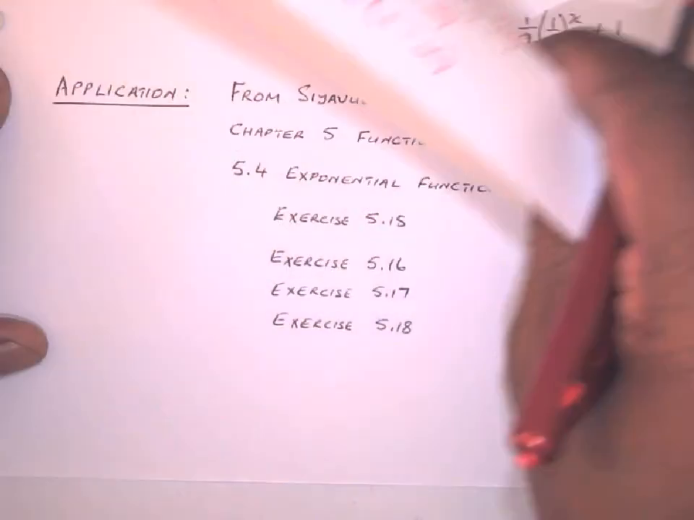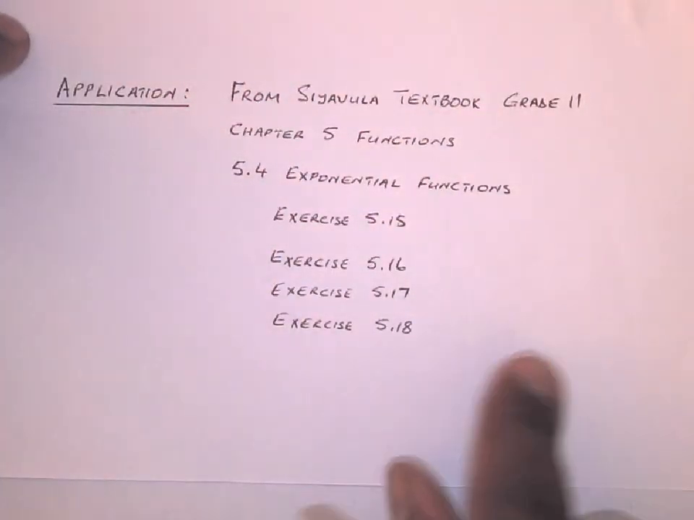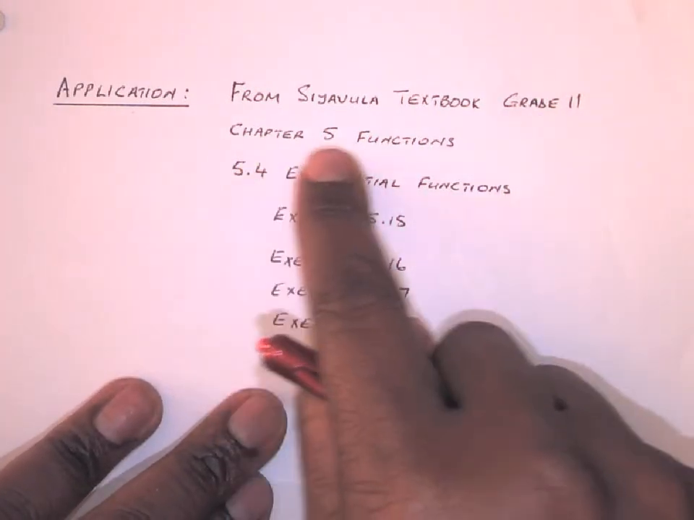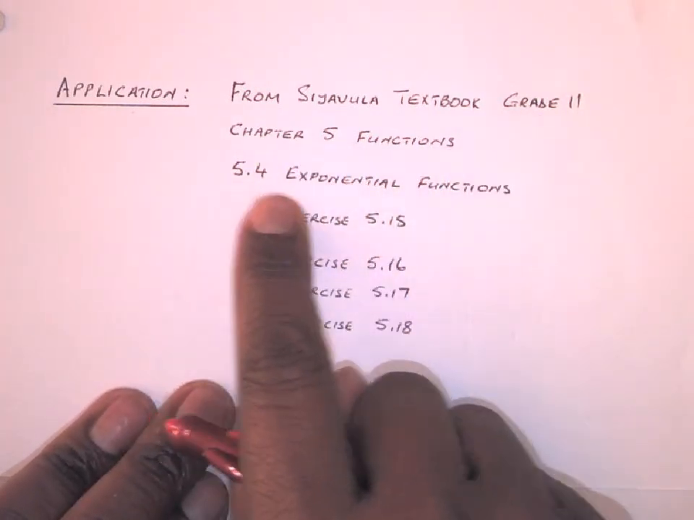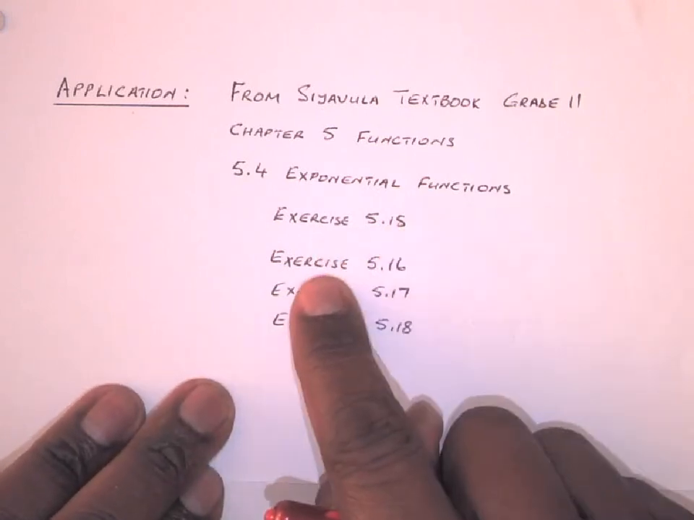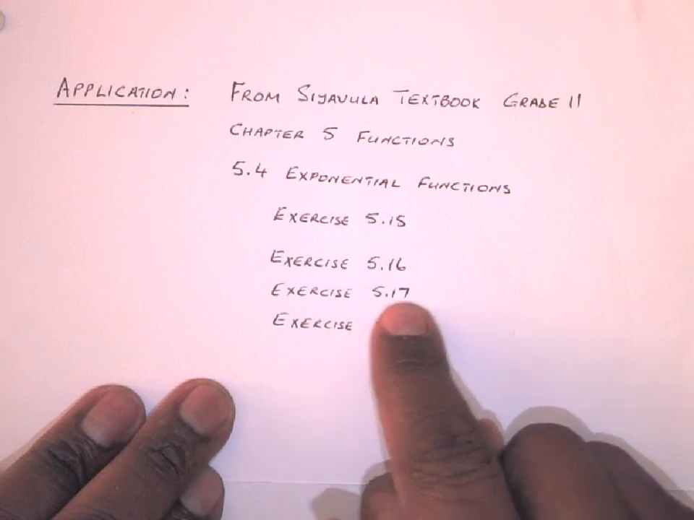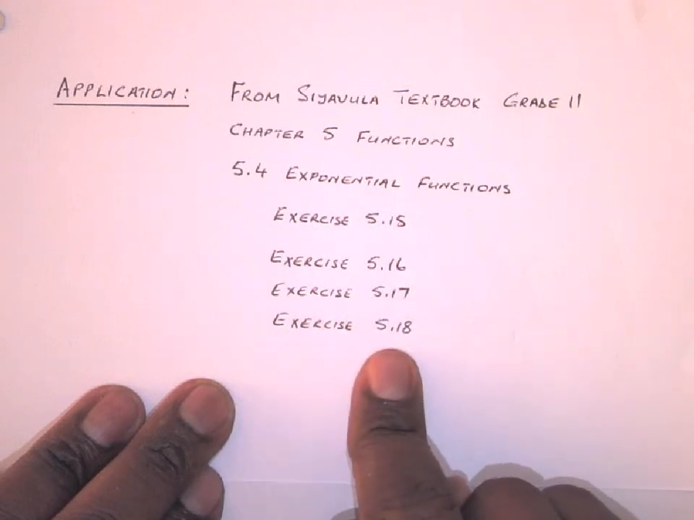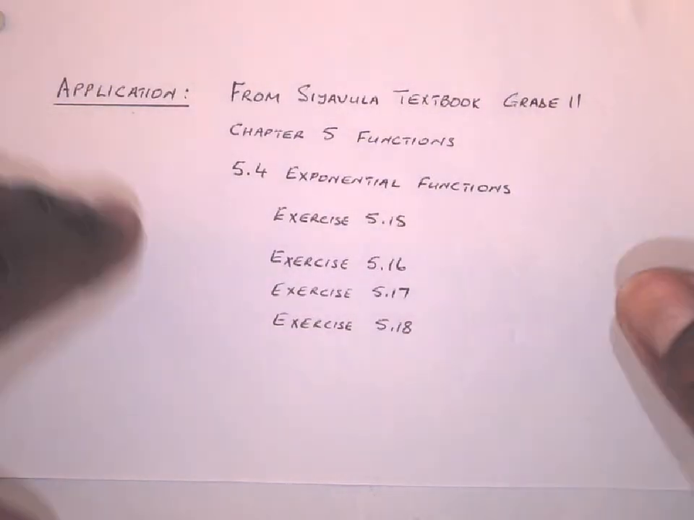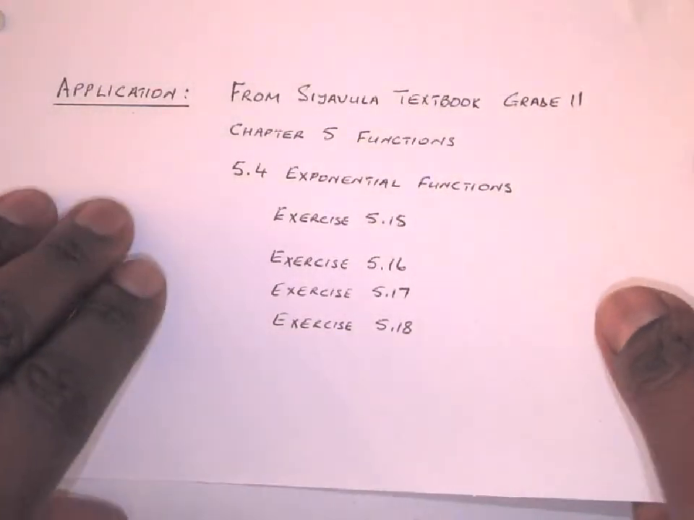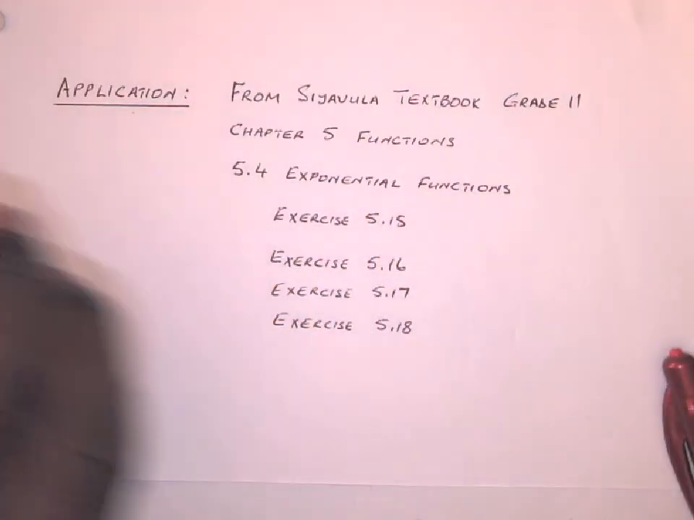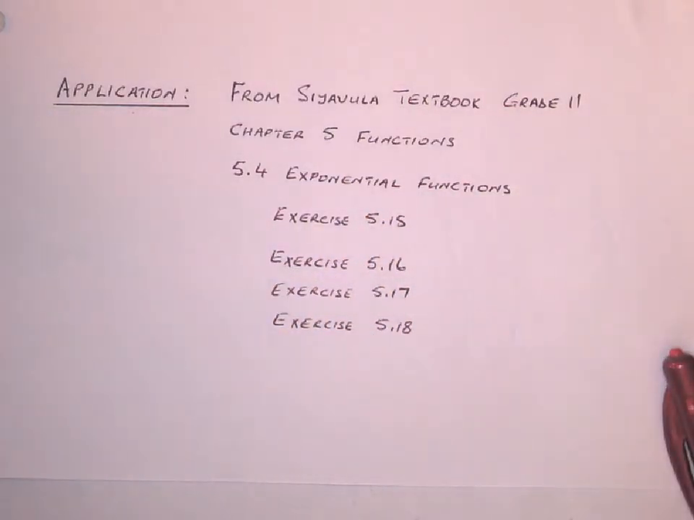Then, ladies and gentlemen, you can try your own problems from the Siyavula textbook, your grade 11 maths textbook. Chapter 5 is functions. You do 5.4 on exponential functions. You do exercise 5.15, exercise 5.16, exercise 5.17, and exercise 5.18. Although some don't say sketch the graph, it's easier if you can see a graphical representation of the problem you are asked. So if you can try those, that'll be better for you. Good luck.